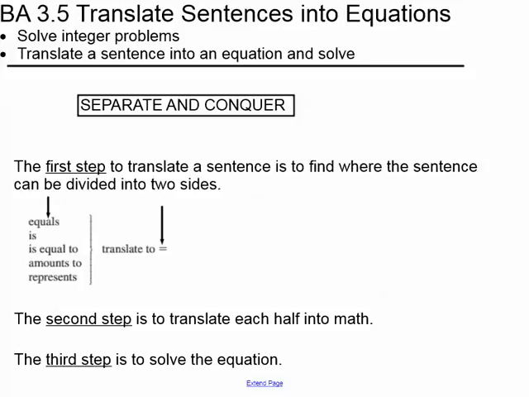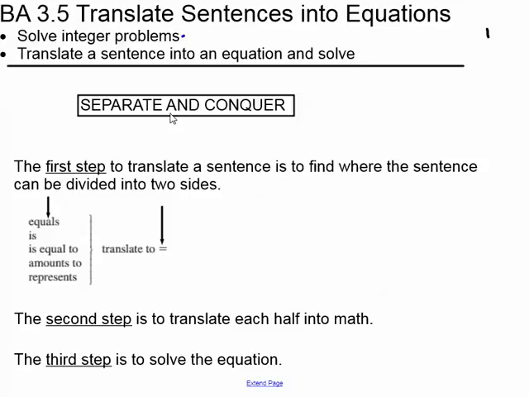Alright, so here we are in section 3.5. We're talking about translating sentences into equations, and we're also talking about solving integer problems. So we're going to do a couple of those together, a couple of those in this video. So let's start by translating sentences into equations. I think we're going to do this second and this first.